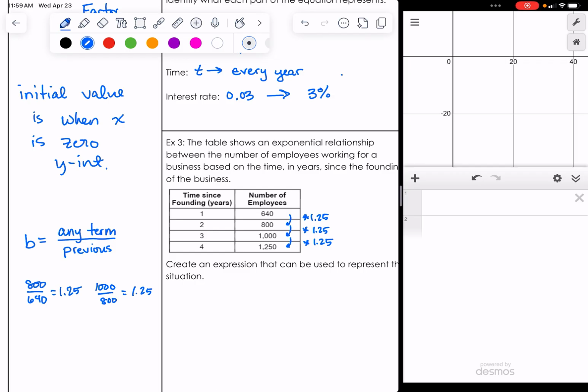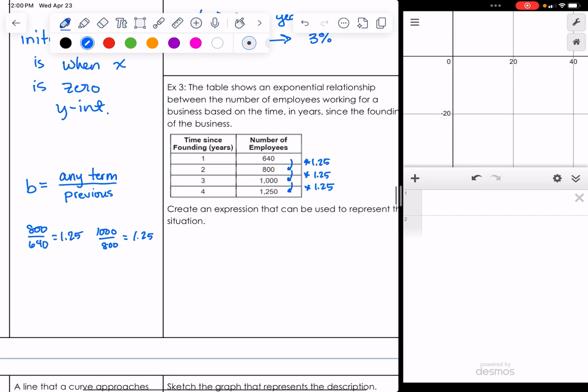The problem here is we don't know our a value, because really we want our table to start with a 0. So we have 1, 640, 2, 800, 3, 1,000, and so on down that list. But really, for our initial value, we need to know what goes at 0 right there. So we're going to have to work backwards.